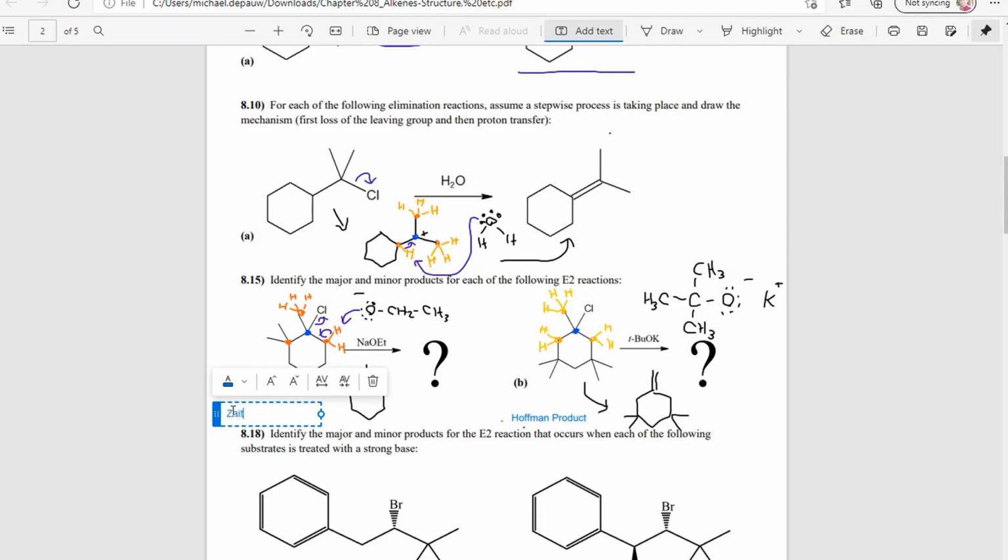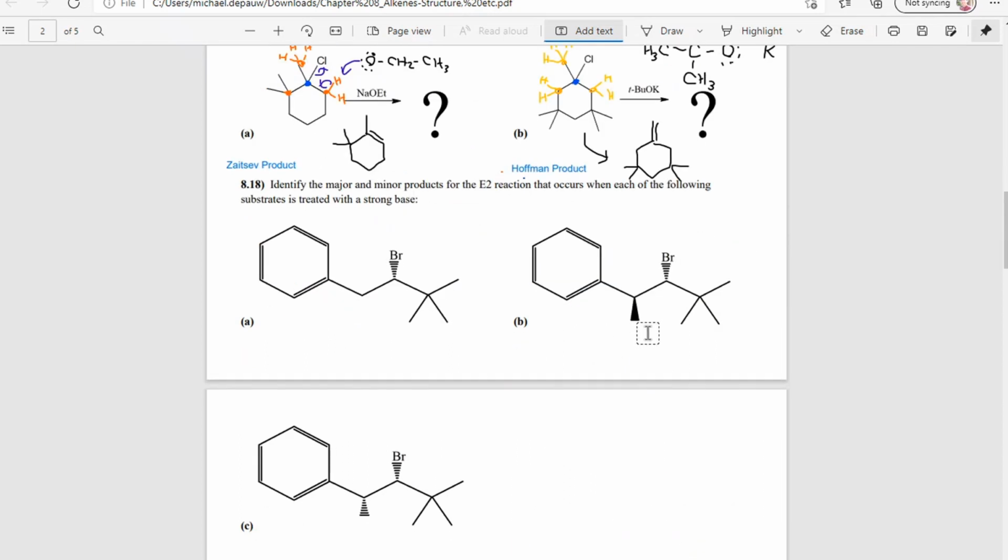Now, admittedly, even though you would get the Zaitsev product here, there's still probably going to be somewhere between 5 and 10% of the Hofmann product present in the reaction on the left. And likewise on the other side, even though the dominant product will be this Hofmann product, you will also get probably 20-some percent or so of the Zaitsev product. Okay.